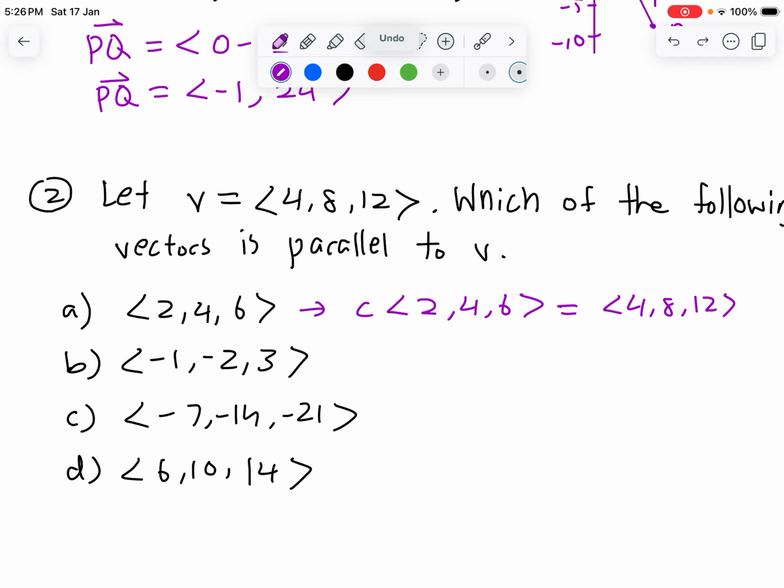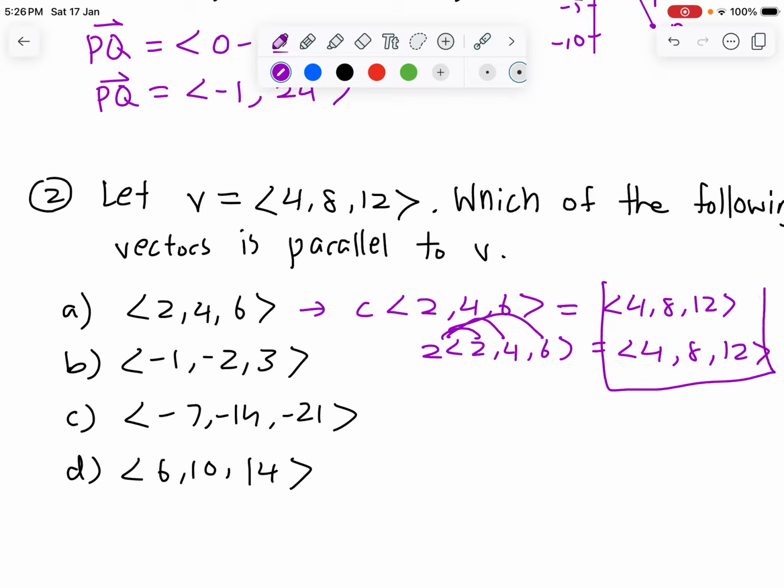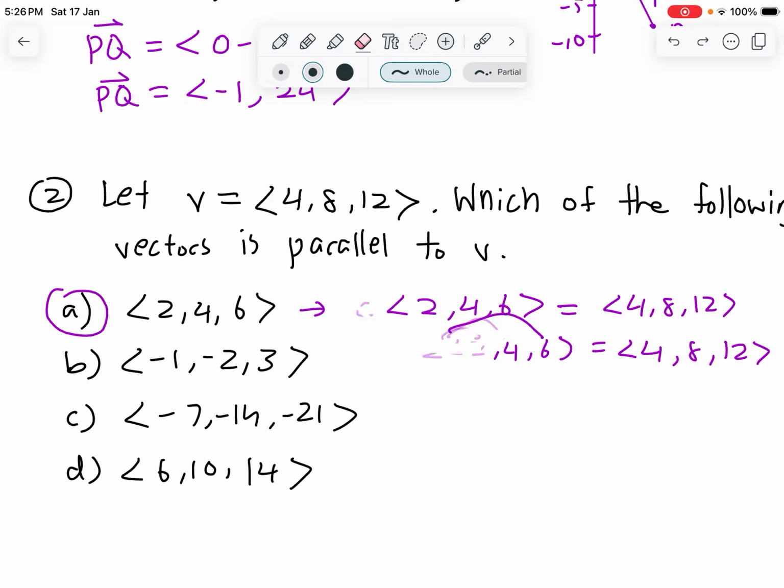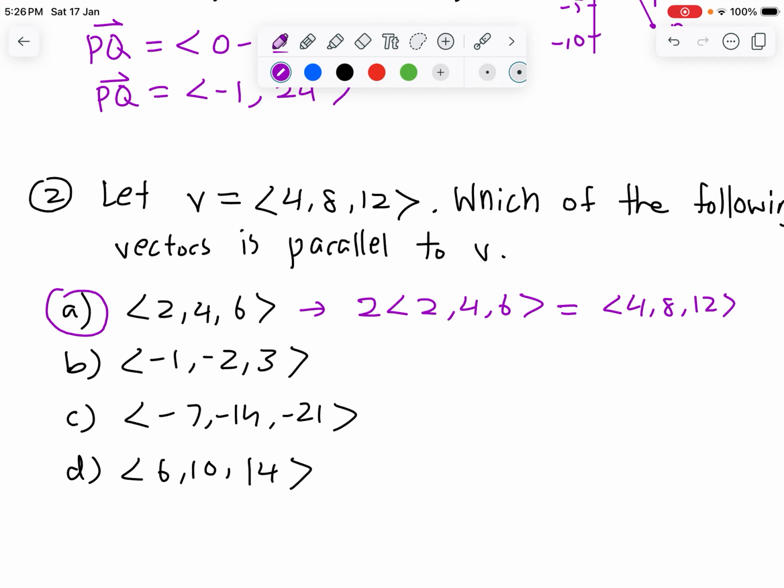So in this case, I have 2 times 2, 4, 6. And then we get 4. So we basically just expanded to 4, 8, and 12. And let's see. Oh, they are the same. So that means this is parallel to V, and it is also the same direction because the sign is exactly the same. So there you have it. The first one is a scalar multiple of 2, which makes it parallel because it's the same.